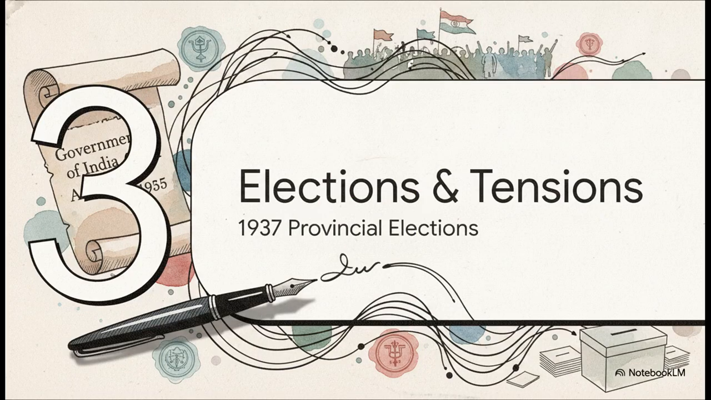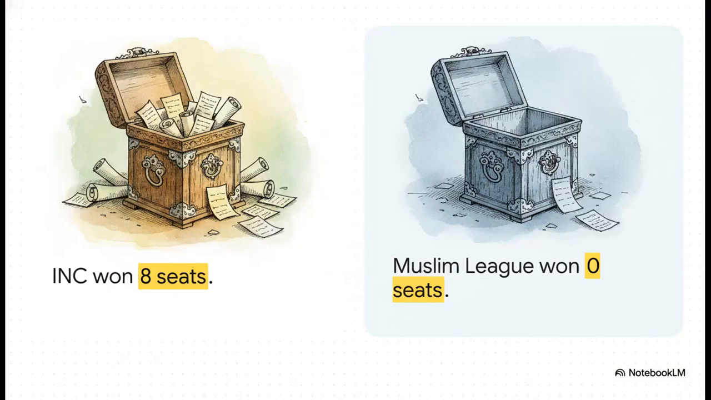Which brings us to Section 3, Elections and Rising Tensions. The 1935 Act directly triggered the pivotal 1937 elections, where the political battle lines were officially drawn in ink. When the dust finally settled, the results were absolutely staggering. The Indian National Congress just dominated, winning 8 out of those 11 seats, missing out only in Punjab, Sindh, and Bengal. The Muslim League, on the other hand, secured 0 seats. They even lost out to regional parties among Muslim voters.